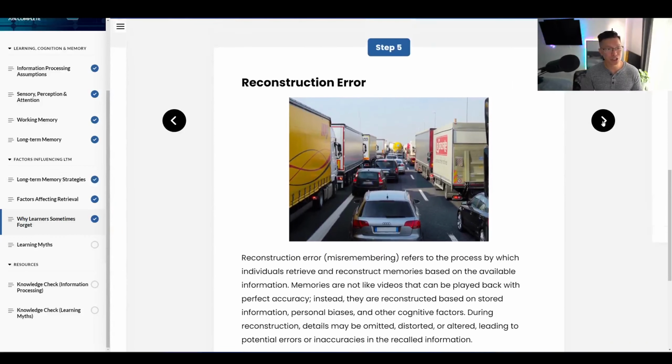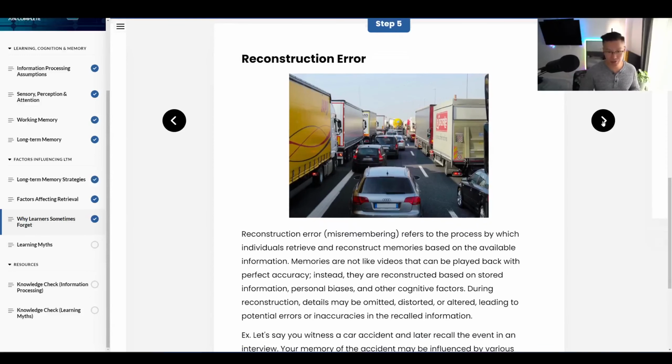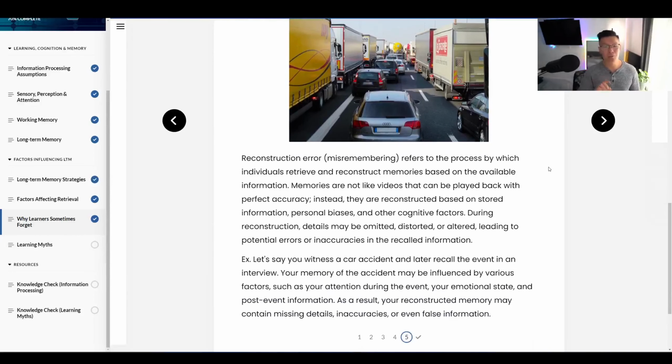The last is reconstruction error, and this is actually very interesting. Reconstruction error is this idea of misremembering. It refers to the process by which individuals retrieve and reconstruct memories based on the available information that they have. Memories are not like videos that can be played back with perfect accuracy. Instead, they are reconstructed based on our stored information, personal biases, and other cognitive factors. During reconstruction, details may be omitted, distorted, or altered, leading to potential errors and inaccuracies in the recalled information.